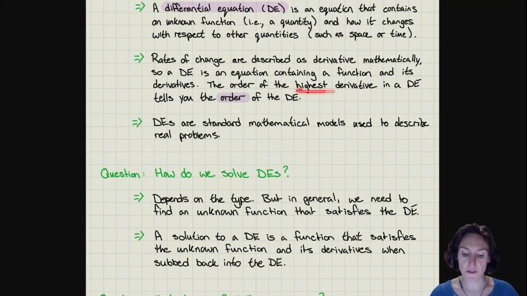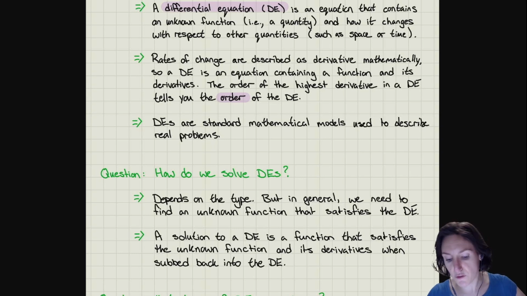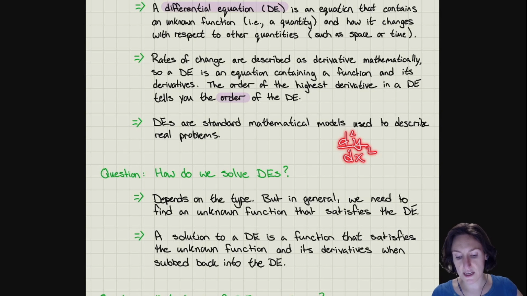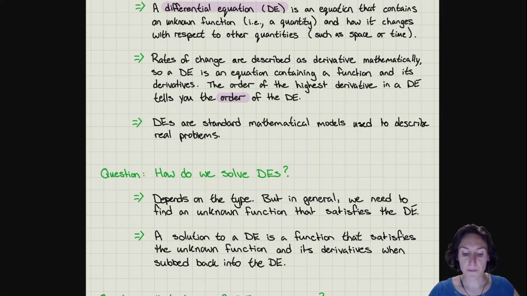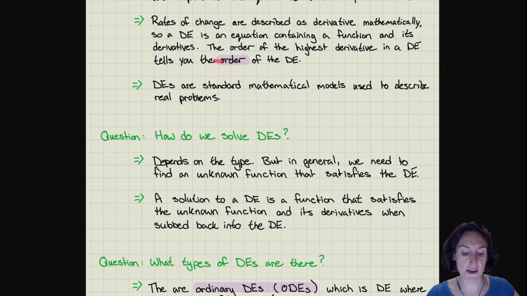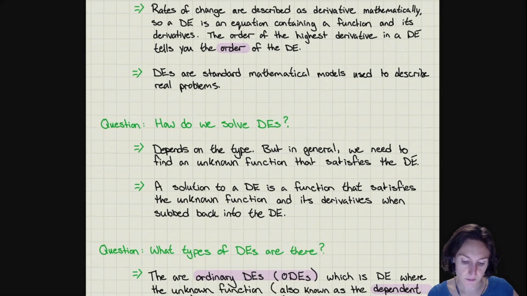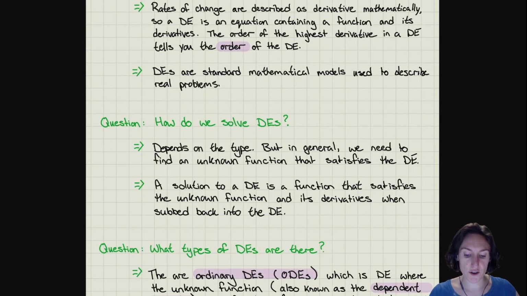The order of the highest derivative in a DE tells you the order of the DE. So for example, if you have an expression that has the second derivative in it, we would say that that's a second order DE. If we just have an expression that's written with respect to the first derivative, we would say that that's a first order DE. Acceleration, for example, would be considered a second order differential equation because it's the second derivative of displacement. And DEs are standard mathematical tools to model real life phenomena.